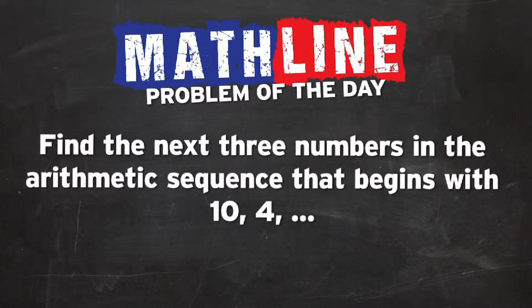And this one says, find the numbers in the arithmetic sequence that begins with 10, 4, and notice it goes on and on and on. So what we're going to do, we're just going to go for the first three because there should be a nice pattern. So this is an arithmetic sequence. We're going to find the next three numbers that follow after 10 and 4 and see what happens to it. Let's talk about it.